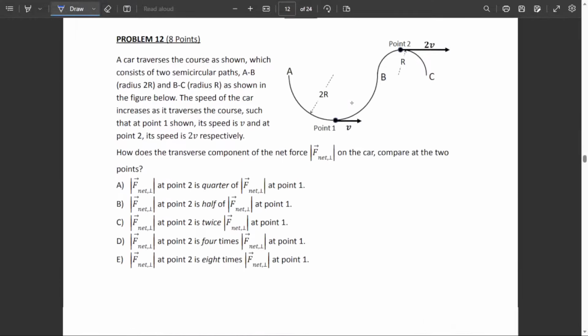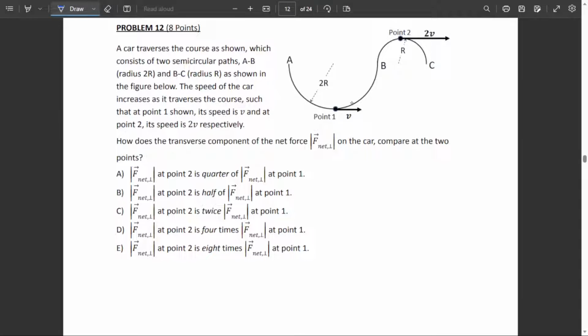Next question. A car traverses the course as shown, which consists of 2 semicircular paths, A to B and B to C, as shown in the figure below. The speed of the car increases as it traverses the course, such that at point 1 its speed is v, and at point 2, its speed is 2v respectively. How does the transverse component of the net force on the car compare at the 2 points?